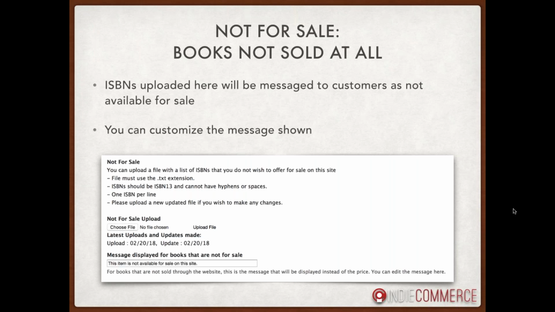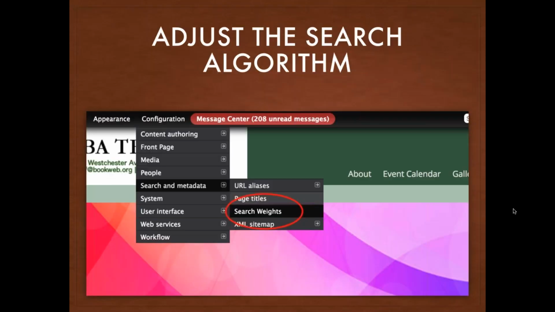Then we have not for sale, which is books not sold at all. Here you have to upload a file. It's just a text file with an ISBN per line. Anything you send us in this file, we will display a different message saying that this item is not available for sale at all. So this is a feature somewhat different from a book that might be simply hard to get. This is a book that for whatever reason your store has chosen not to ever sell. And that's what this feature does.